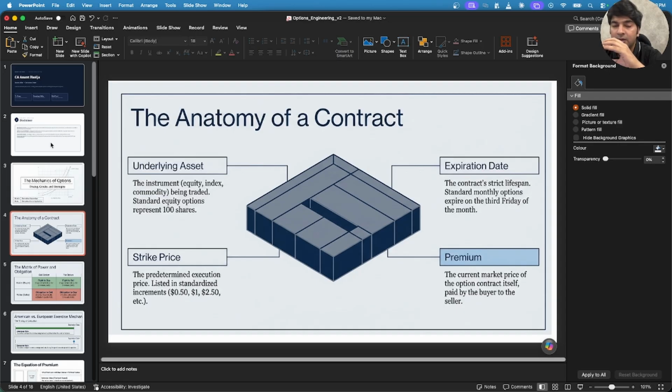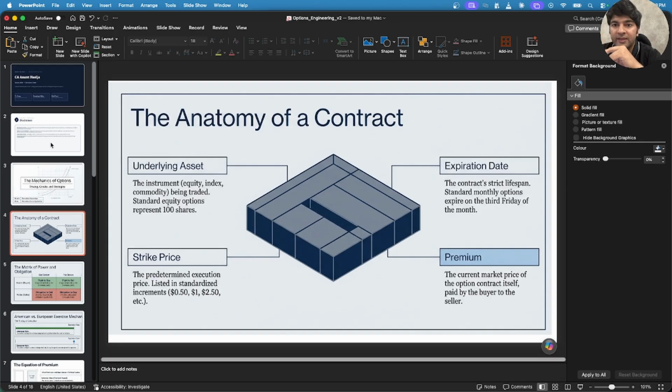Like for Reliance options, Reliance is the underlying asset. Similarly for Nifty futures, for example, we have Nifty August futures, so we have Nifty as the underlying asset. Nifty future is a futures contract of Nifty.